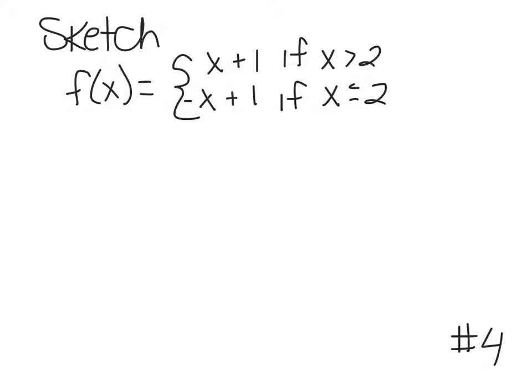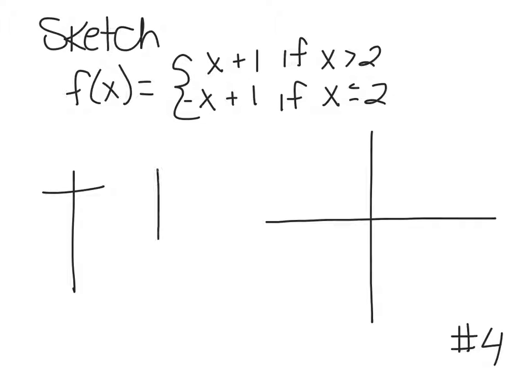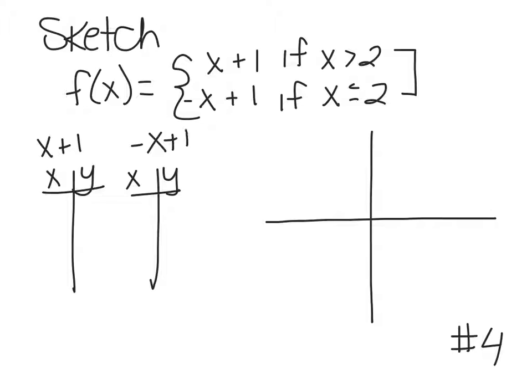I need to sketch this piecewise function, so here's how I'm going to do it. I'm going to create two tables of values, and the reason why I chose 2 is because I have 2 right here. So xy, xy, and the first one's going to be x plus 1, and the second one's going to be -x plus 1.